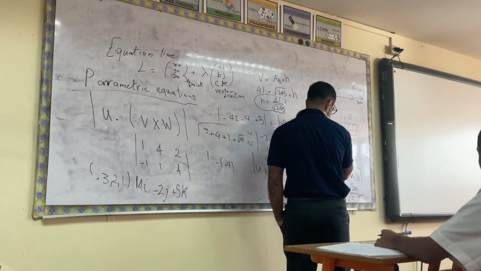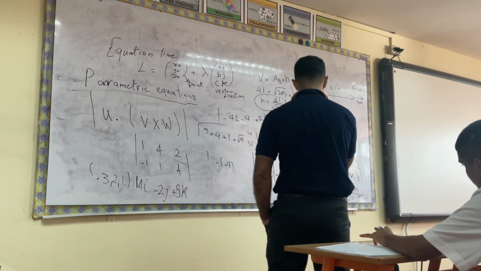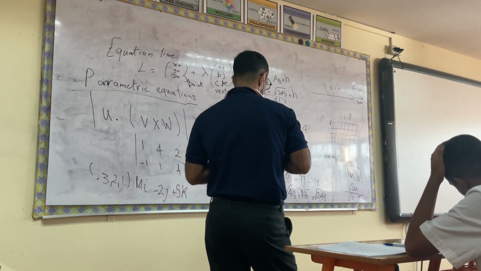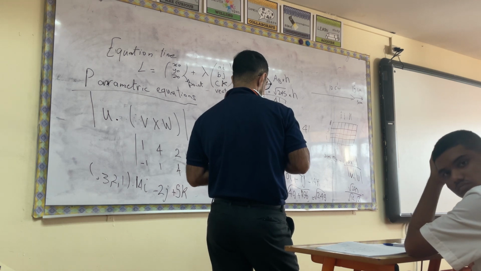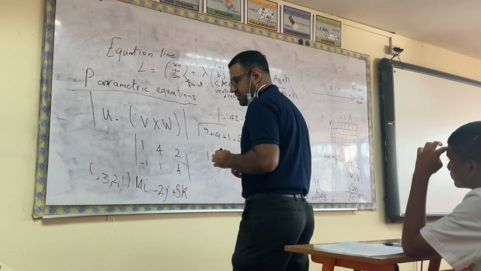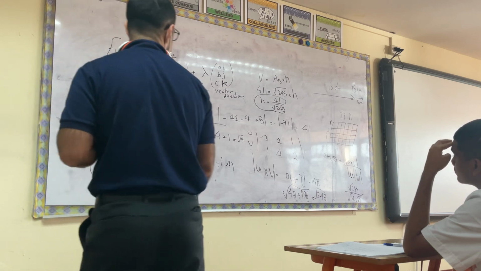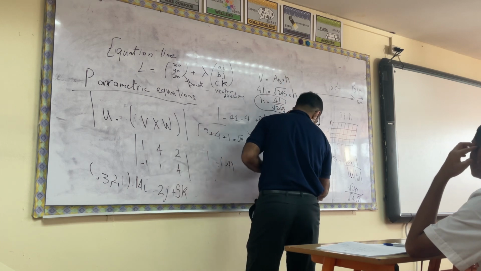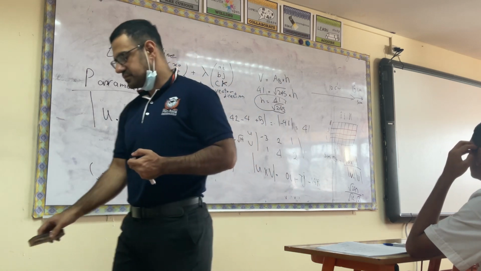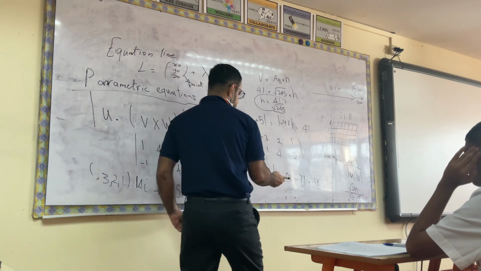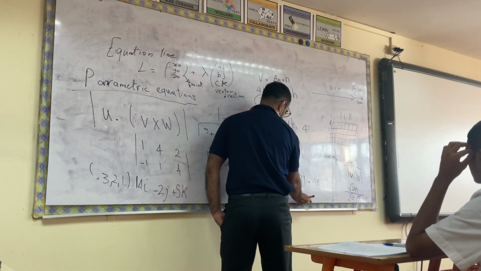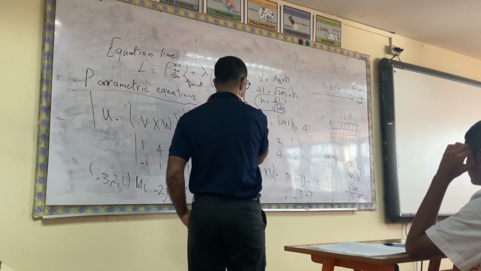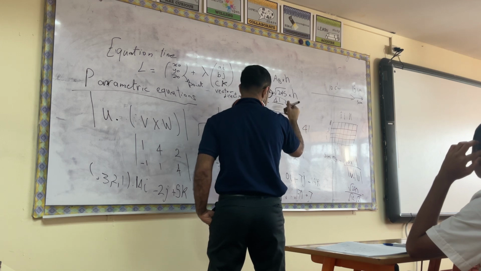Hold on. I made a mistake. Oh my god, I made a mistake. Here it's already found. I don't need to find it like this. So this is not the magnitude. It's negative 7, so the answer is 7 here, because it's a cross product here. So here it's going to be just 7.